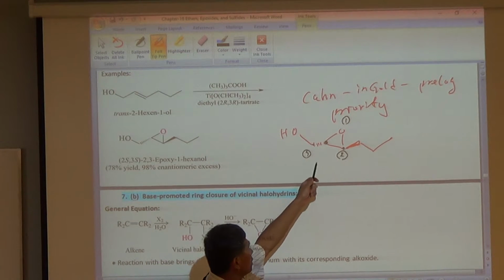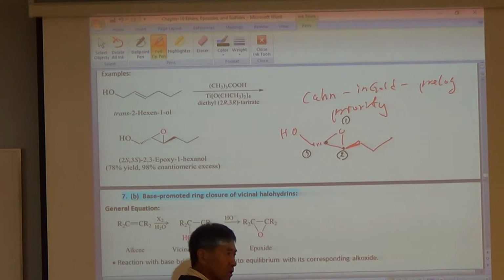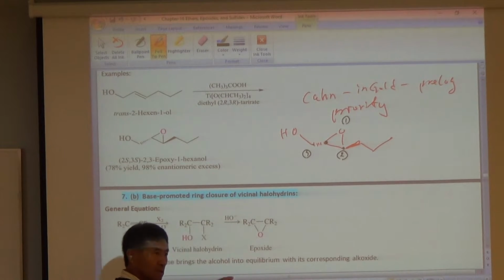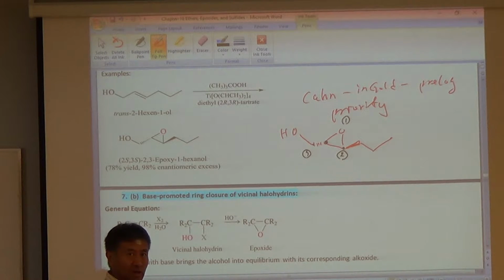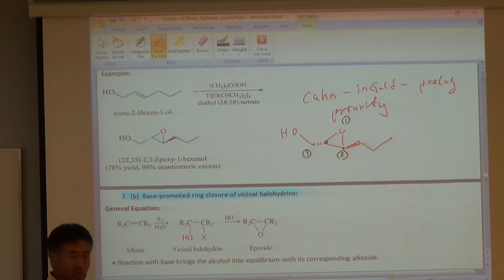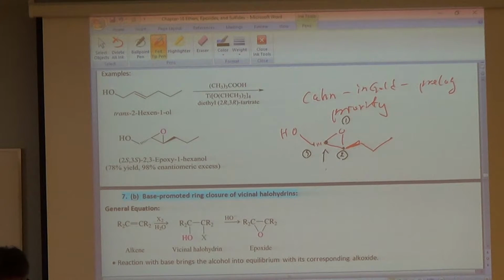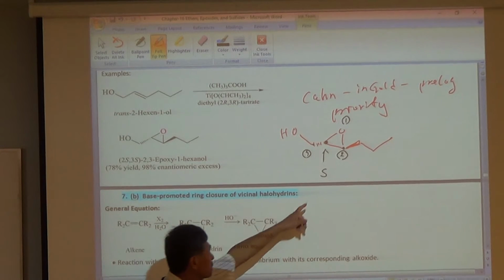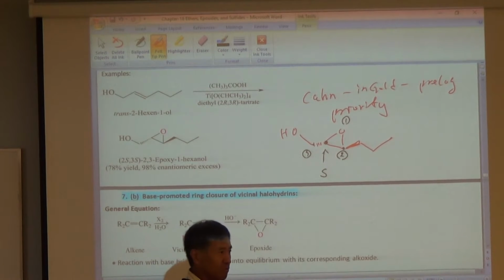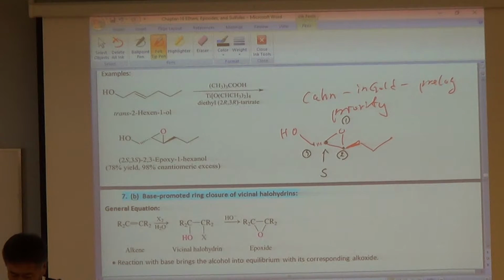Then you see this structure. Right now you go from 1 to 3 clockwise, and it looks like the R configuration. But because your lowest priority number 4 is pointing to you, you don't use that rule, you just take the opposite. So this right here is the S configuration. And using a similar approach, you will find that this carbon here is also the S configuration.